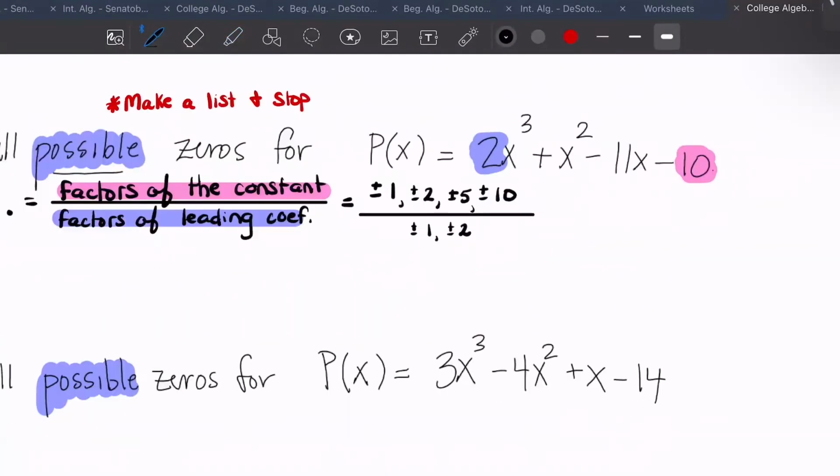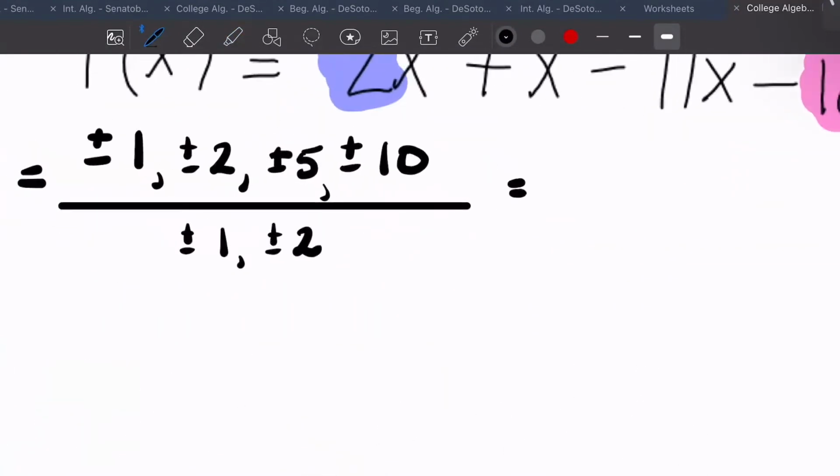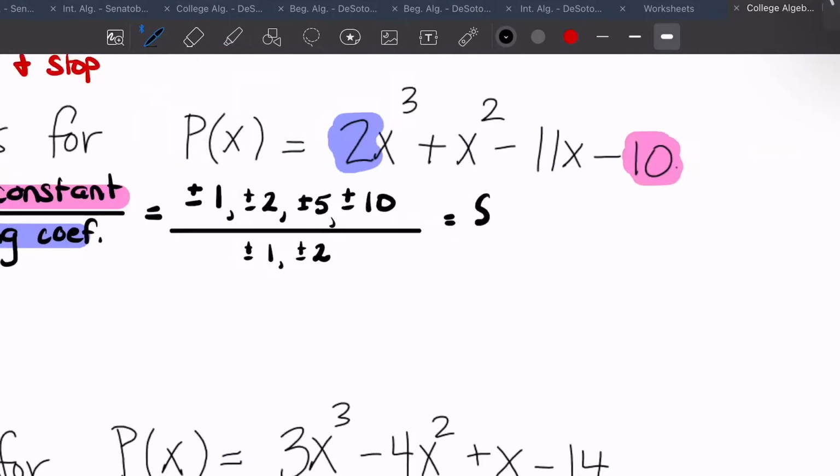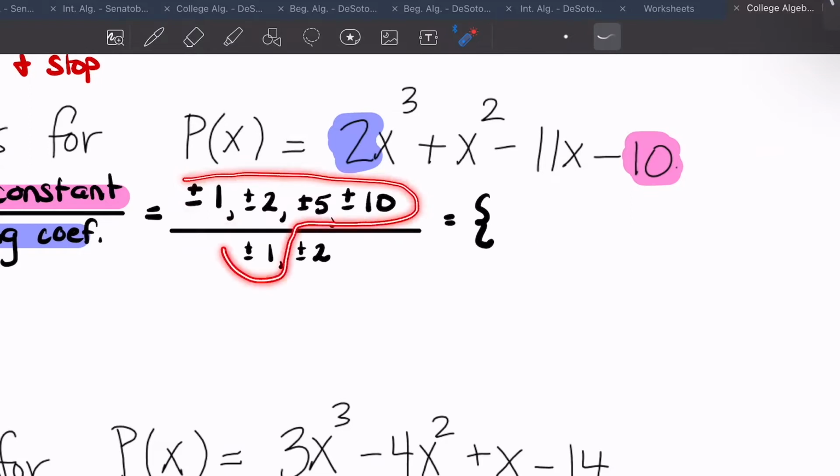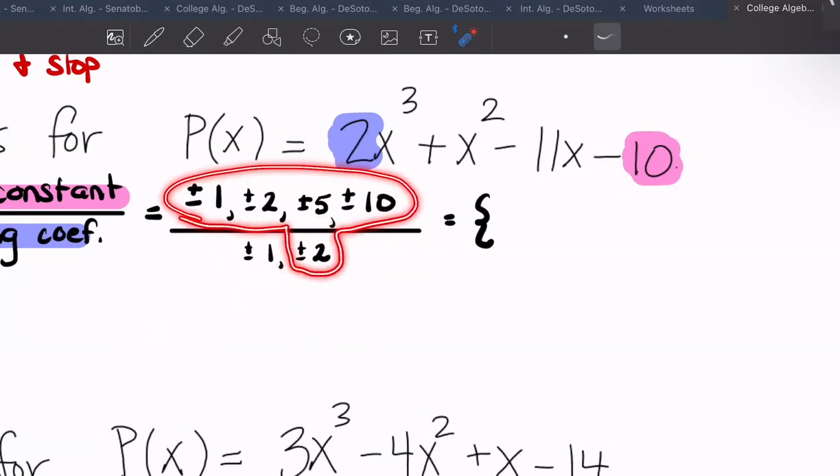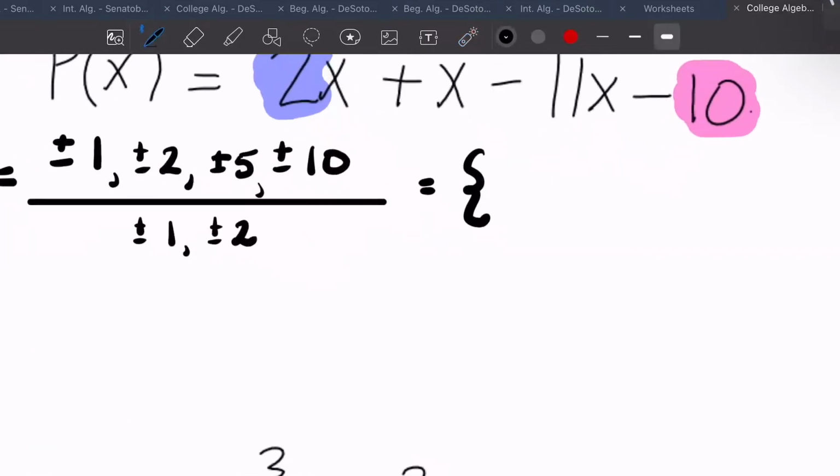Now I'm going to make my list. I'm going to take each one of my numerators and put it over 1, see what I get. Then I'm going to take each one of my numerators and put it over 2 and see what I get. So 1 over 1 is 1. 2 over 1 is 2. 5 over 1 is 5. 10 over 1 is 10.